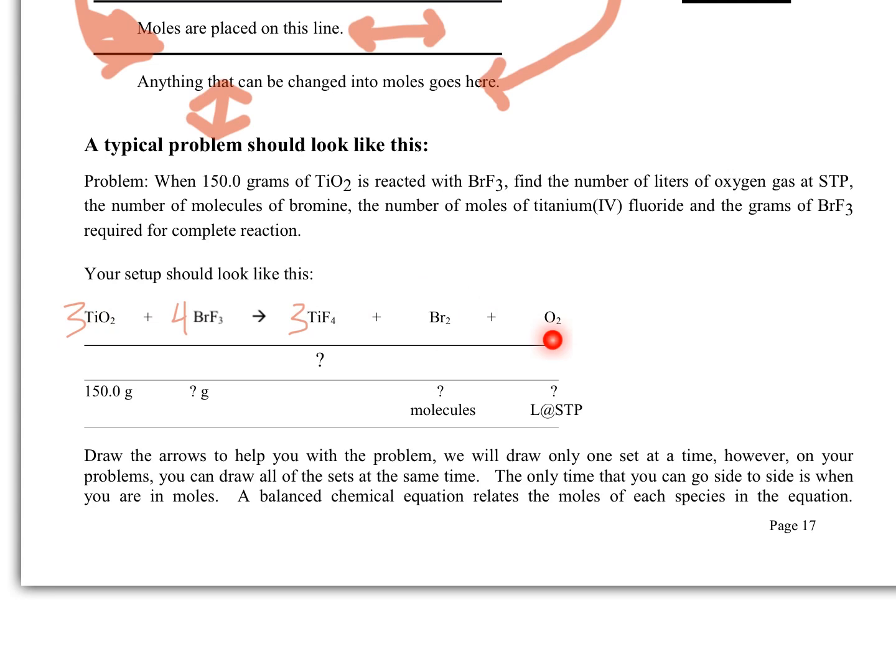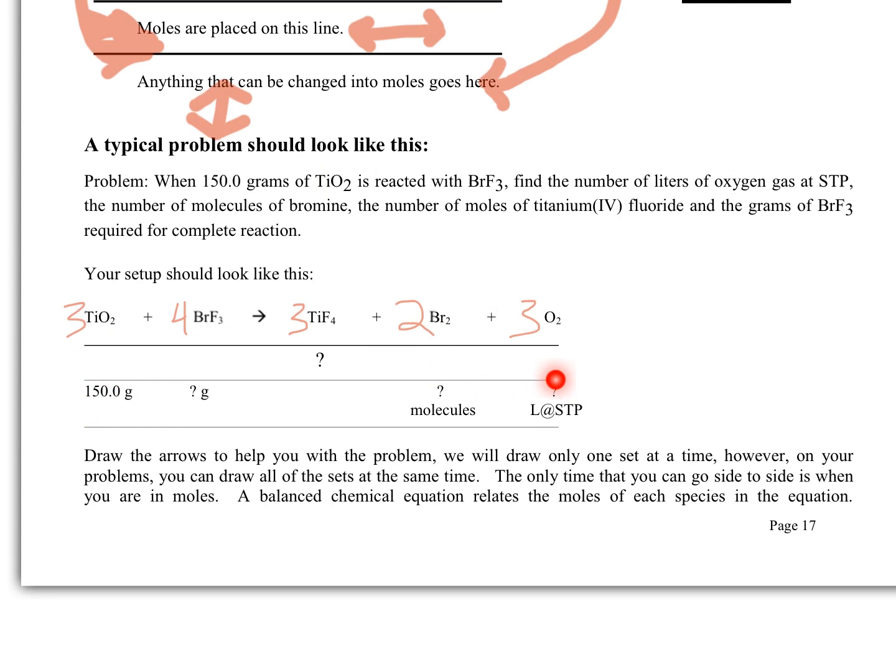6 O, 2 O. Gotta fix it. 3 Ti, 3 Ti, 6 O, 6 O. 4 Br, 2 Br. 4 Br, 4 Br. 12 F, 12 F. Notice I go back and double check anything that I've changed. I see many people fix one thing, but when they change something else, it messes it up. Got to make sure you go through and check them all. This is officially balanced.